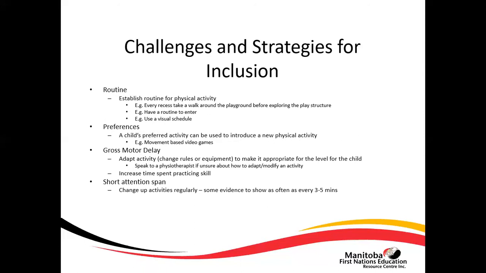So kind of trying to use their preferences that they have already established to introduce new physical activities into their day is another great strategy. And then in terms of if the child is showing signs of a gross motor delay, so being a little bit behind compared to their peers of the same age in some of those gross motor skills, we can adapt the activity that they're doing. We can change the rules. We can change the equipment to make it more appropriate for the level of the child.